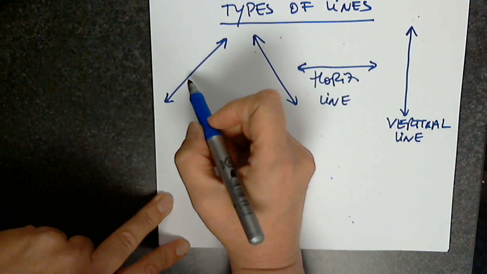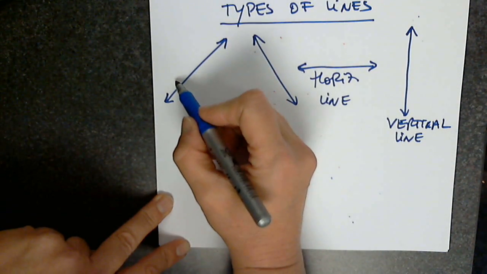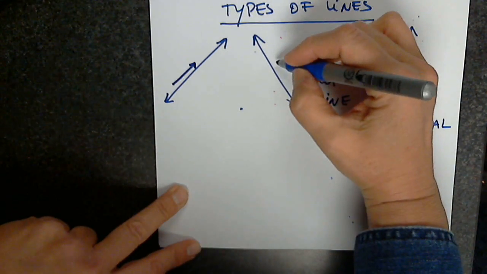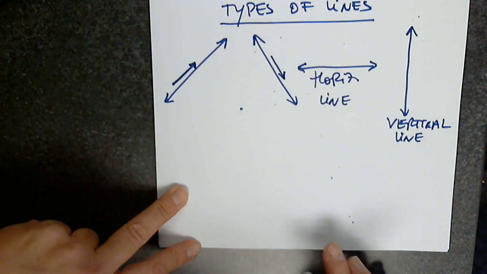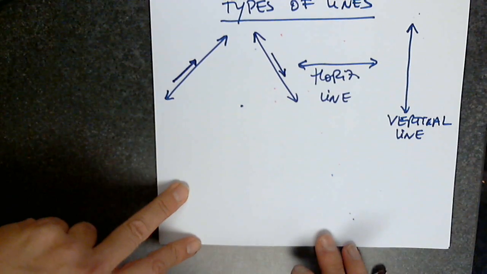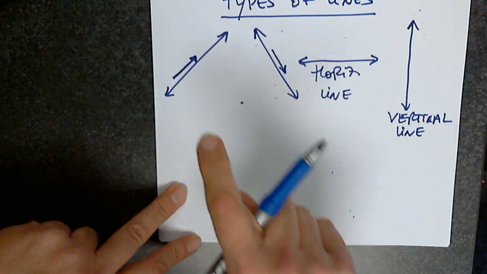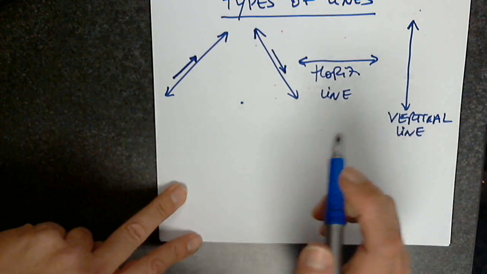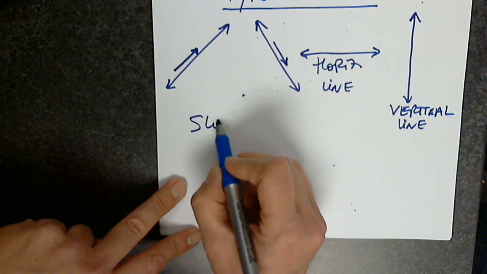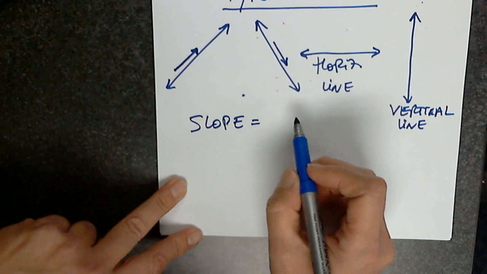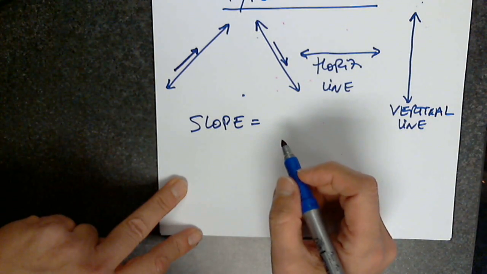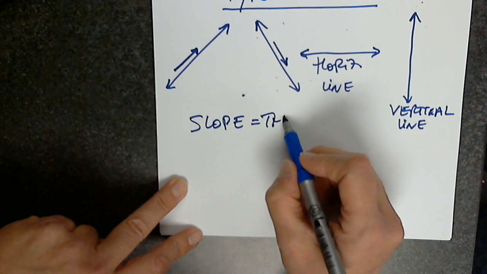So now here on this one, you see it's going up from left to right. This one is going down from left to right. Right? Okay. All these lines, I should say, except the last one, have what is called a slope, which is how steep the line is, the steepness of the line.